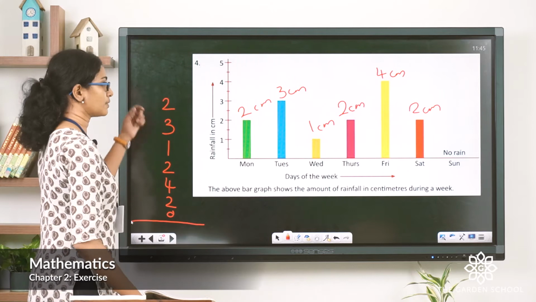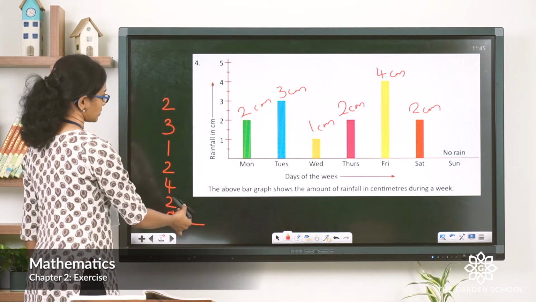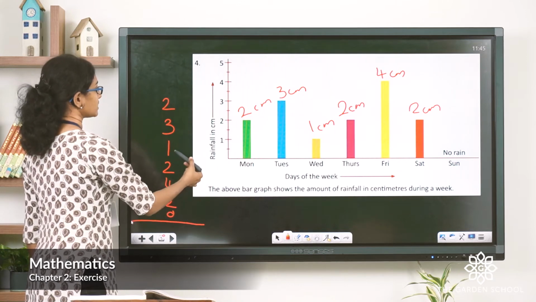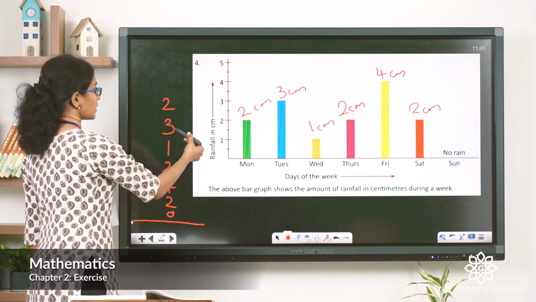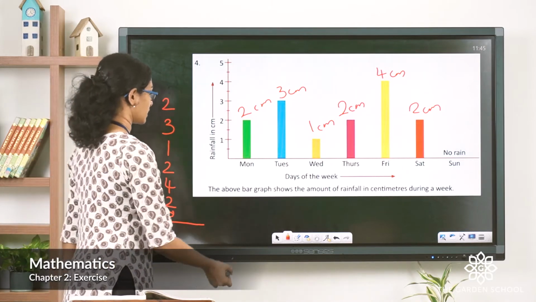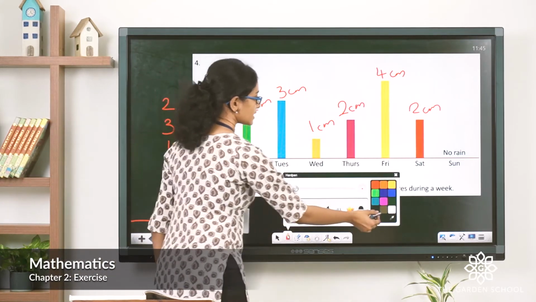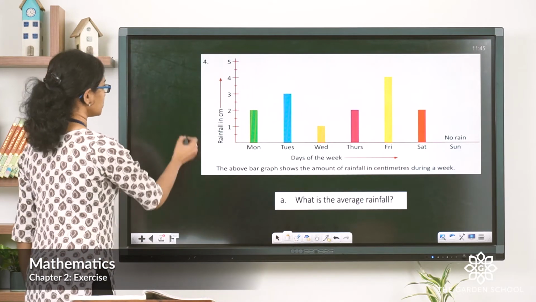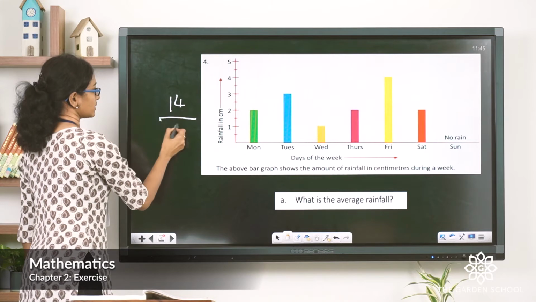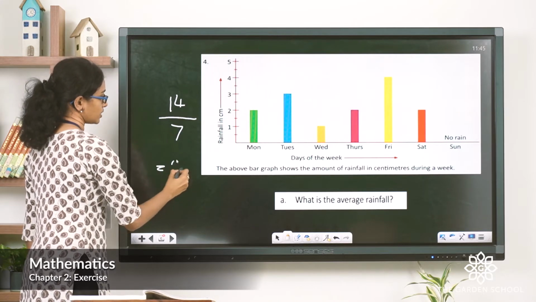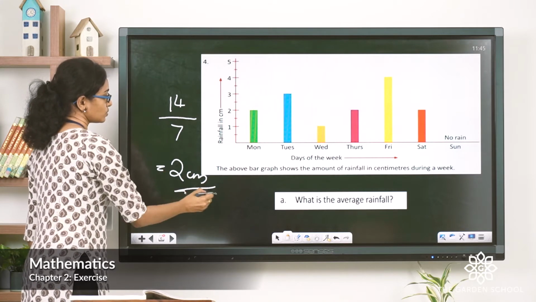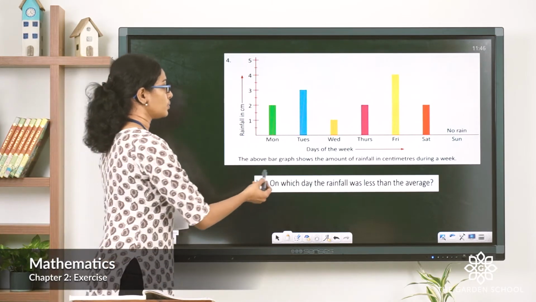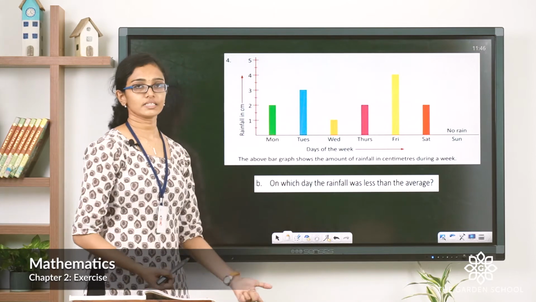So let's add up all these numbers. 0 plus 2, 2 plus 4 is 6, plus 2 is 8, plus 1 is 9, plus 3 is 12, plus 2 is 14. And how many days are there? 7. So the average rainfall will be equal to 14 divided by 7, which is equal to 2 centimeters.